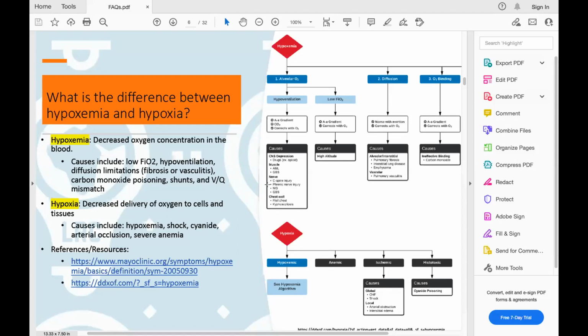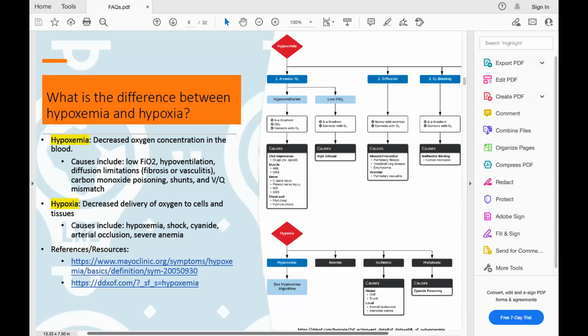So those are some causes of hypoventilation. And there's diffusion problems, including pulmonary fibrosis, interstitial lung disease, emphysema. Those are some of the examples. And there's oxygen binding problems. A good example is carbon monoxide toxicity in the case of fire, for example.